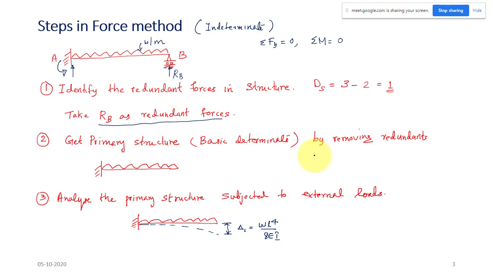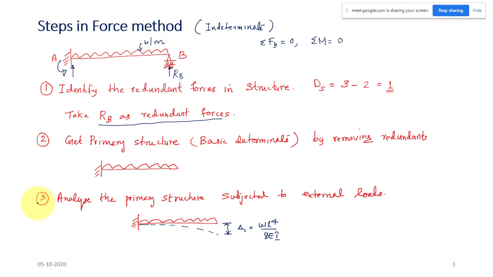So what is the meaning of primary structure? The primary structure means the basic determinate structure. You have to get a determinate structure, so we will make this indeterminate structure determinate. Here we have one extra force. If you remove any one force, this beam will become determinate. So I have taken RB as the redundant in this case, and I have removed RB. So I will get a cantilever beam with UDL. I got the basic determinate structure by removing the redundant force.